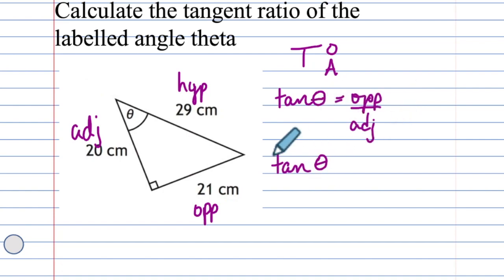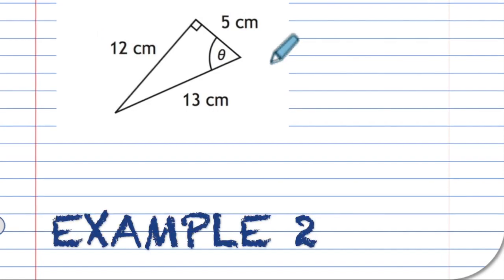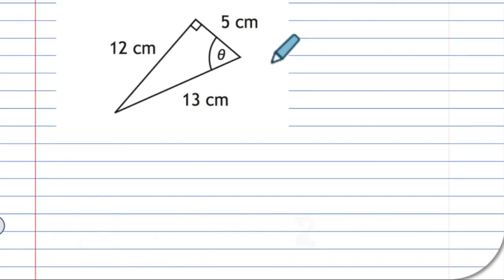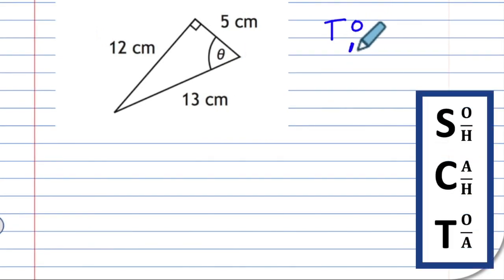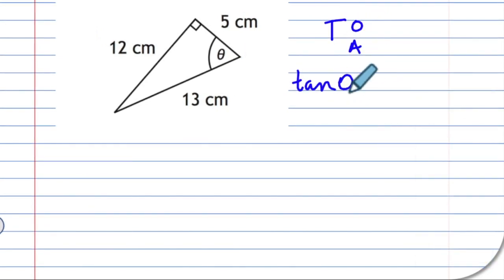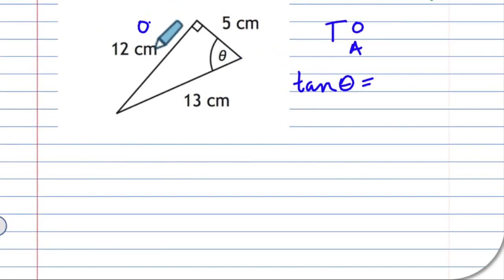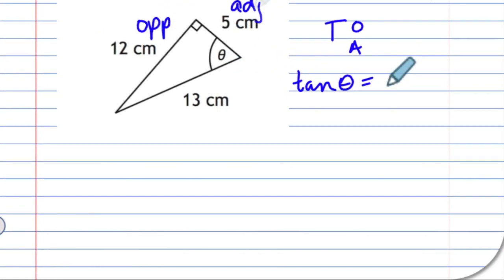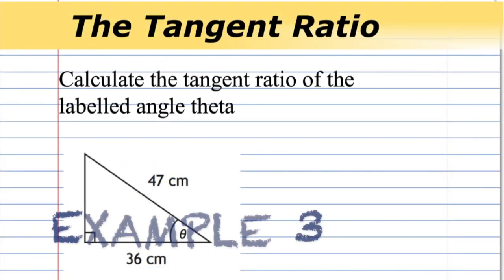Tan of the angle theta is 21 over 20. For this triangle, we're still asked to find the tangent ratio of the angle theta. Tangent is opposite over adjacent. Tangent of theta is opposite over adjacent, 12 divided by 5.